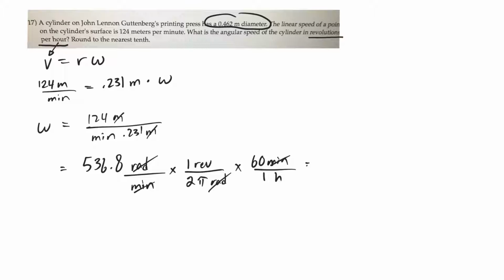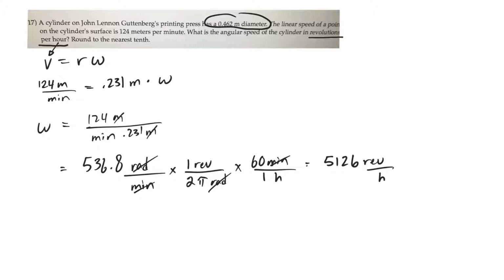So now if I multiply, things should work out. So 536.8 times 60 divided by, in brackets, 2, and where's my pi button? There it is. 2 pi. Go. So I'm getting 5,126 revolutions per hour.